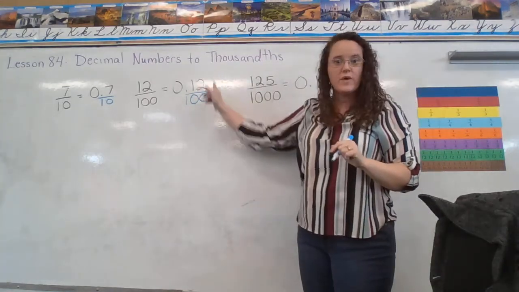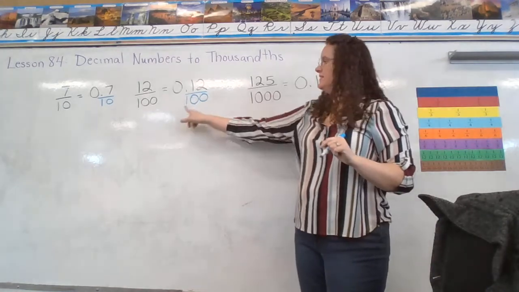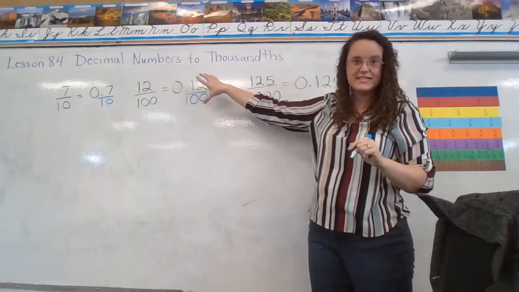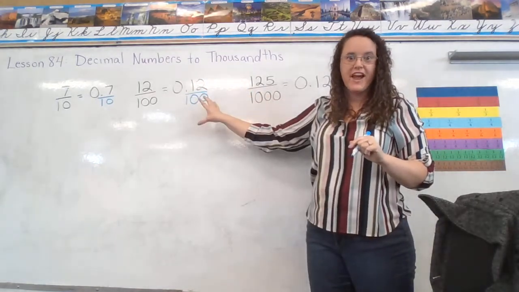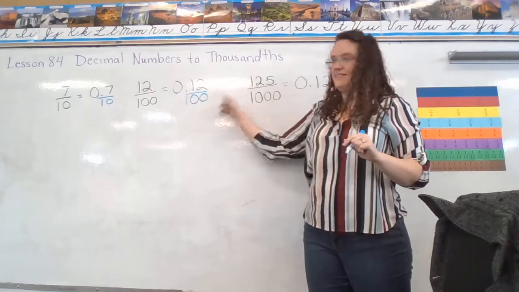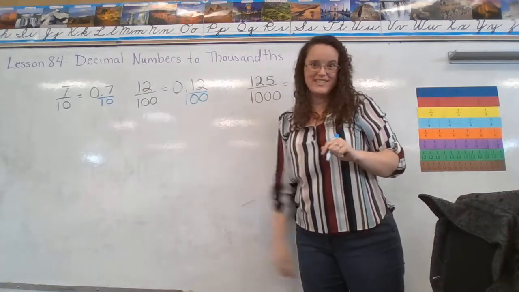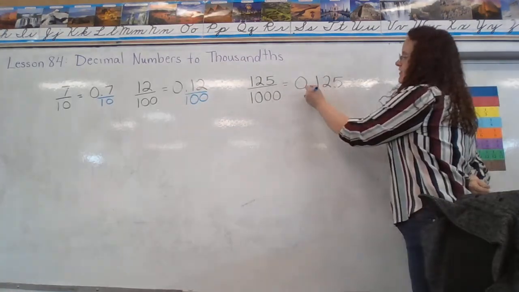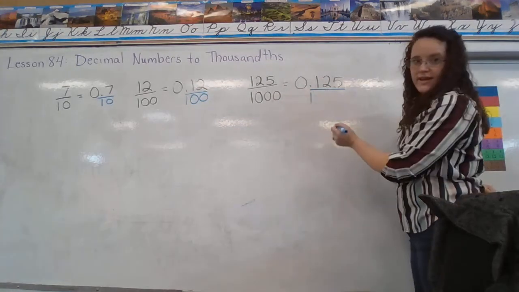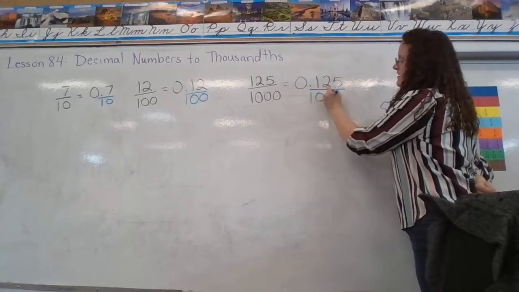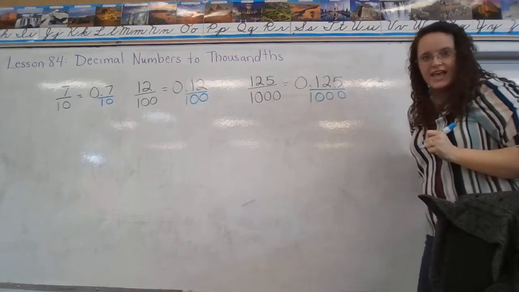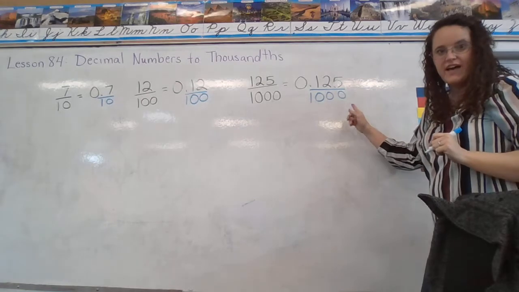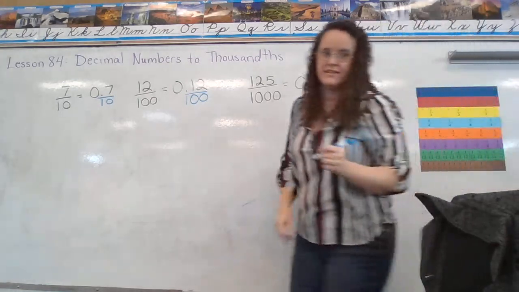All right, 12 hundredths. You can turn these decimal numbers into fractions, and then you read it the way you're used to seeing it as a fraction. We're going to do the same trick here. Fraction bar, a 1 under the decimal, fill in zeros, and we read it as 125 thousandths.